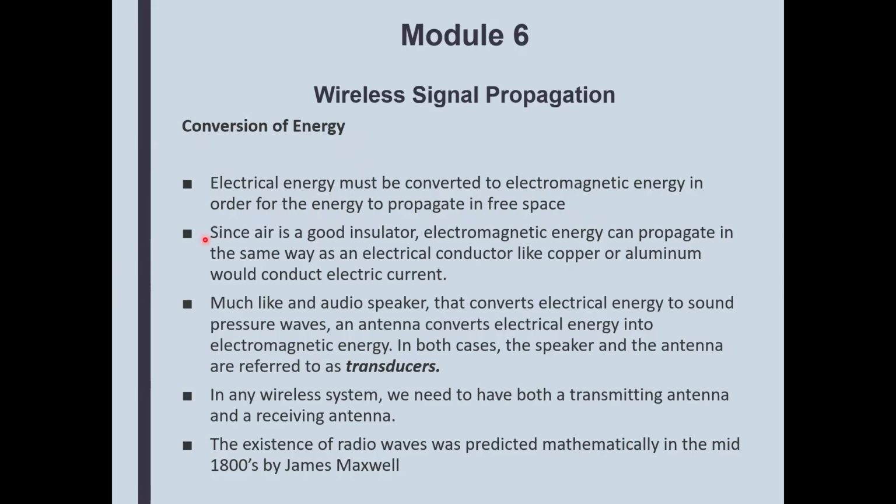All right, since air is a good insulator, electromagnetic energy can propagate in the same way as an electrical conductor like copper or aluminum would conduct electric current. And the air being a good insulator is the key. We can also have electromagnetic radiation in the space as far as vacuum is concerned. Okay, what's the next bullet say?